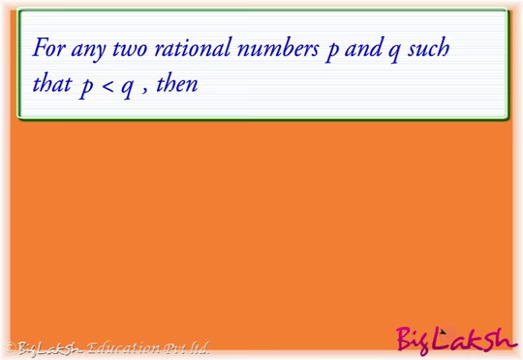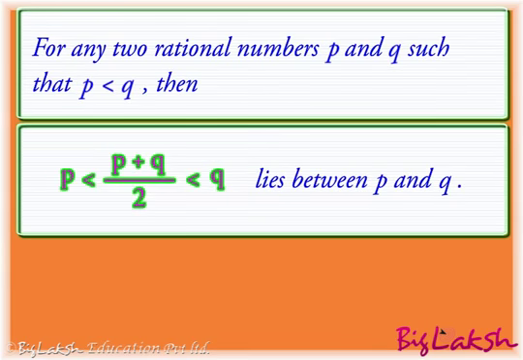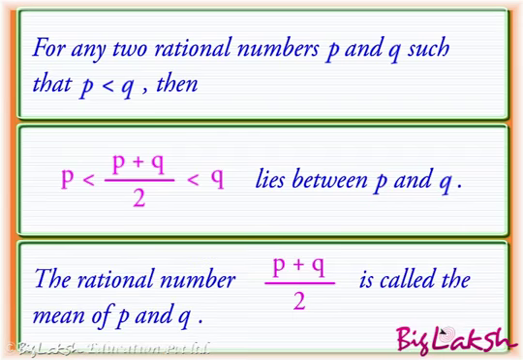Symbolically, we can write for any two rational numbers p and q such that p is less than q, then p is less than (p plus q) by 2, which is less than q. Or we can say that (p plus q) by 2 lies between p and q. The rational number (p plus q) by 2 is called the mean of p and q.